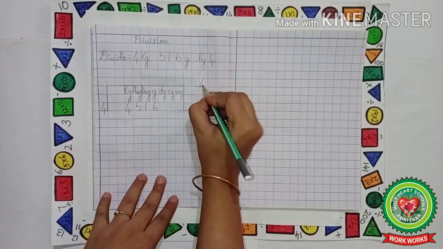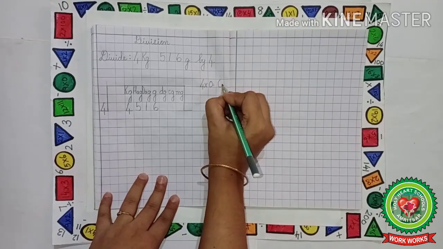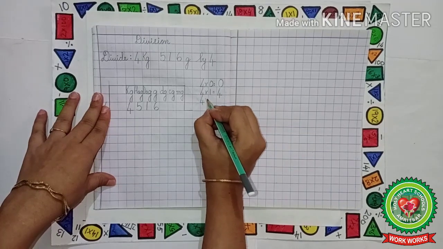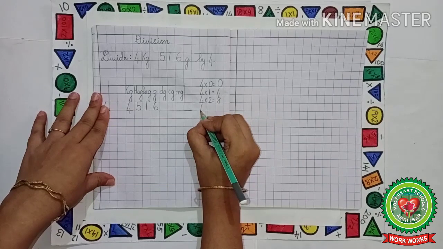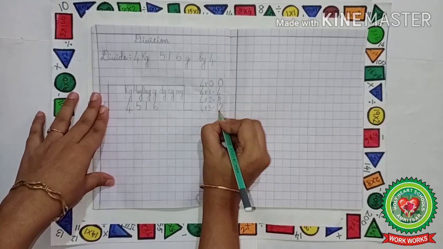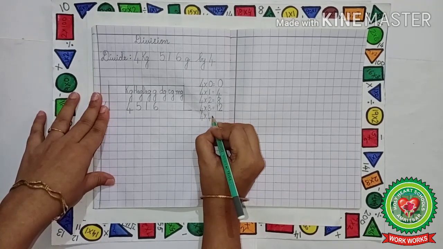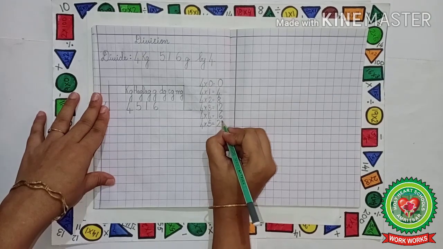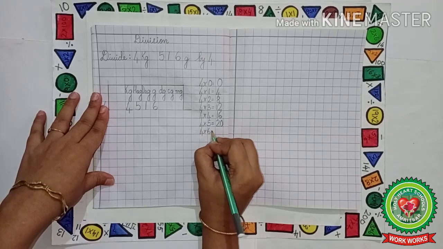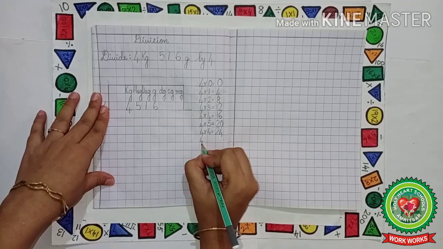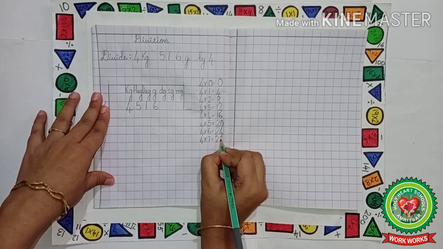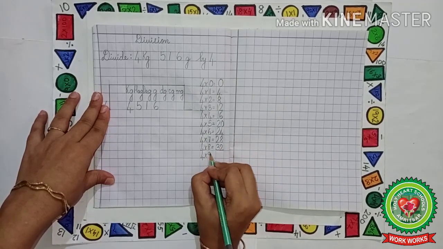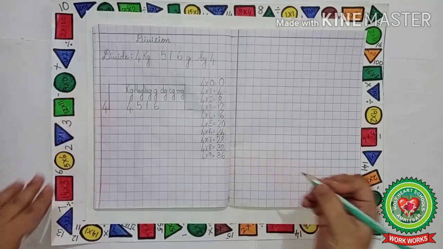So let us write 4 zeros are 0, 4 ones are 4, 4 twos are 8, 4 threes are 12, 4 fours are 16, 4 fives are 20, 4 sixes are 24, 4 sevens are 28, 4 eights are 32, 4 nines are 36. Now we can divide the number.